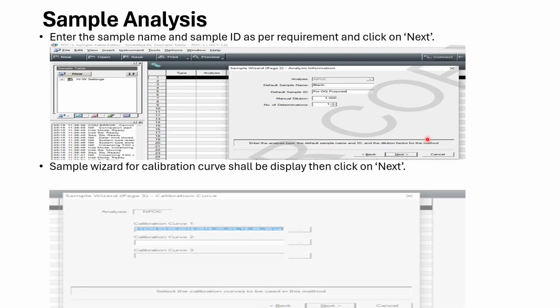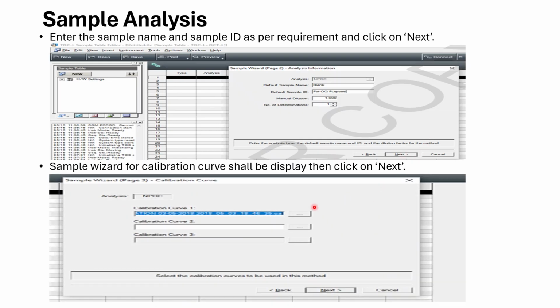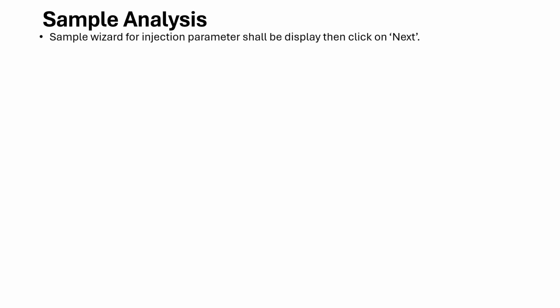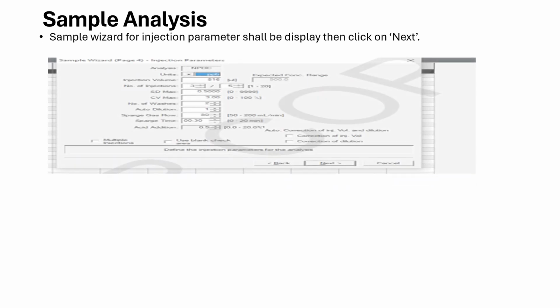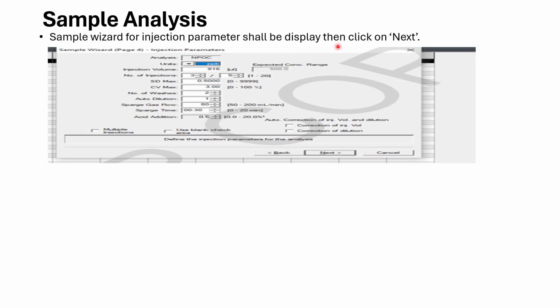And then the sample wizard for the calibration curve shall be displayed, and then you need to click on next. So here you need to verify that the exact calibration curve you have selected is the one you performed for the 2-point calibration, right? So next, once you click on the next option, the sample wizard for the injection parameters shall be displayed, and then click on next.